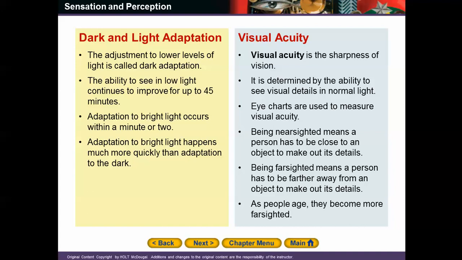All of you have had your visual acuity checked at some point. Being nearsighted means a person has to be close to an object to make out its detail, and being farsighted means a person has to be farther away from an object.